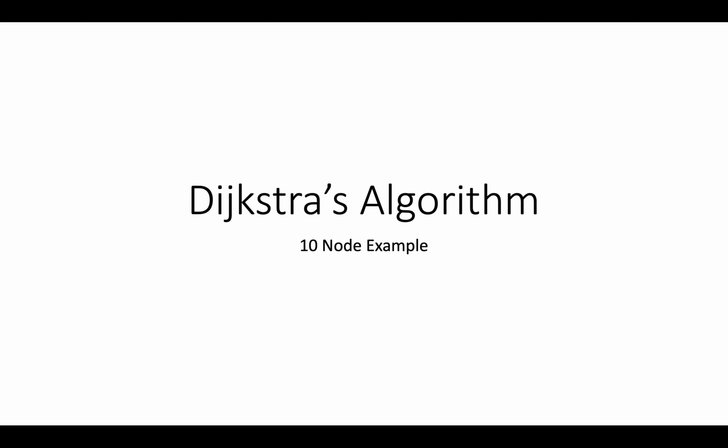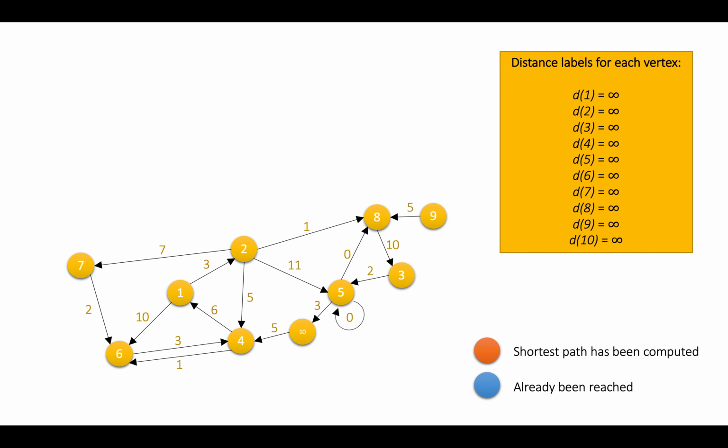Alright, so I'm going to run through an example of Dijkstra's algorithm at work on a 10-node graph. So here is our example graph. These yellow balls are our nodes. It's a bi-directional graph, so the arrows represent the directions, with these numbers in yellow representing the weights.